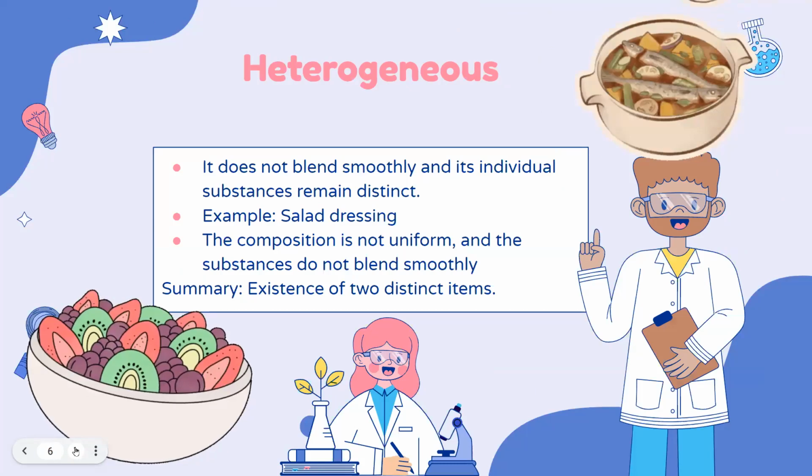Heterogeneous. Let's take that fruit salad photo on the bottom left. As you can see with your own bare eyes, the substances do not blend smoothly together. You can tell that they have their own individual substances that are distinctly separated. The composition is not uniform and the substances do not blend smoothly.